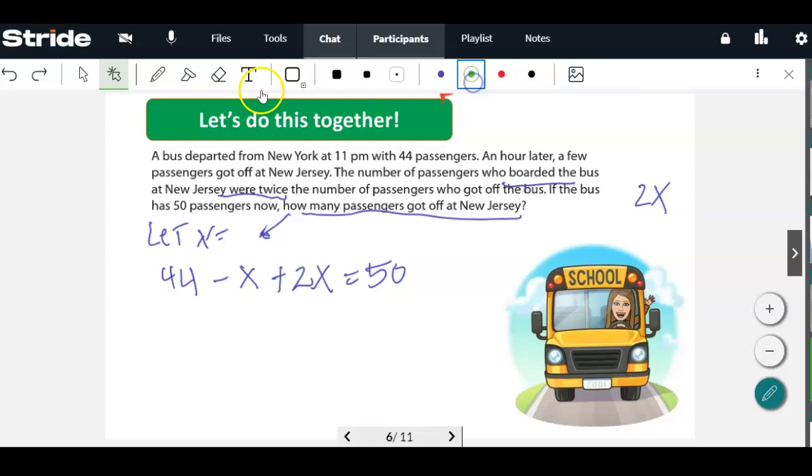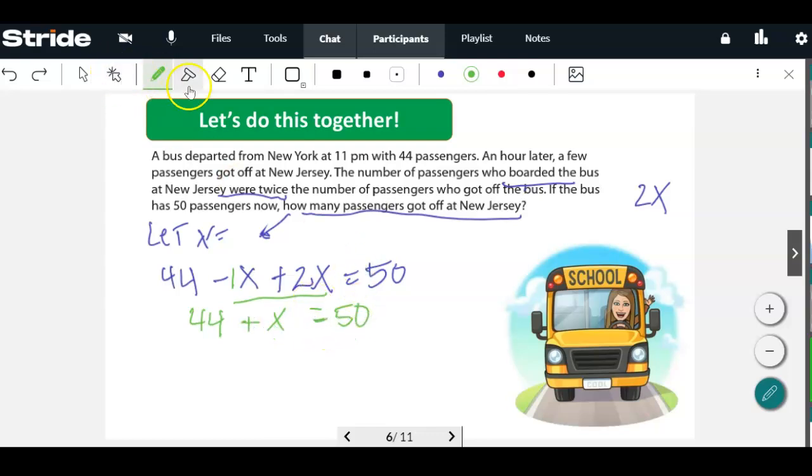We need to combine like terms. So these are like terms here. This is like a 1, so it's 2 minus 1. We just have 1x left, which you can just write as x. And then you have this 44. Now it's a positive x, so we're going to put plus.